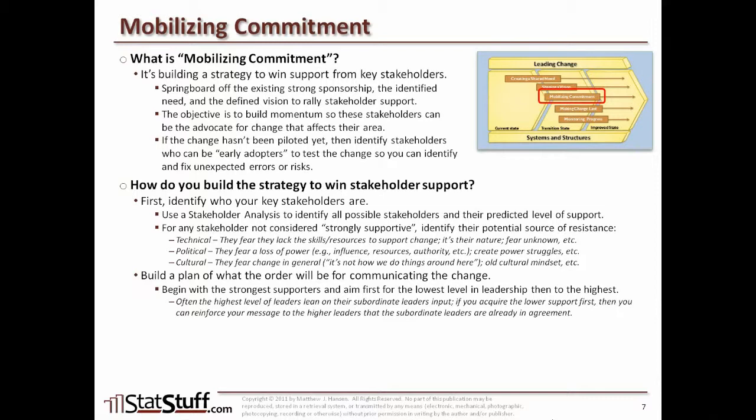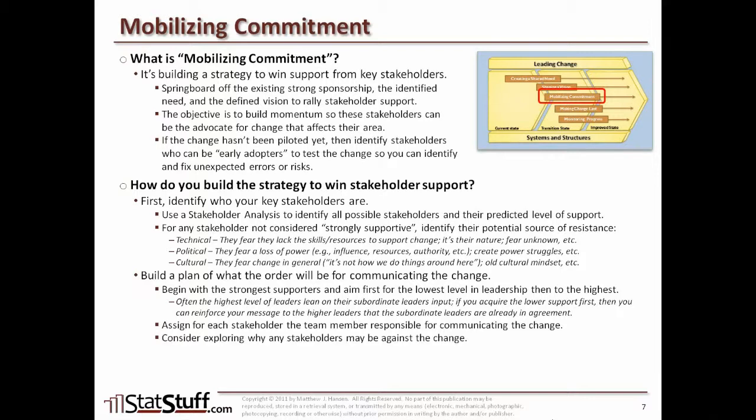And that way you've already got the buy-in from the subordinate leaders, they're already in agreement, so it will be that much easier to gain support at the higher level. That's one approach, and that's usually where I would tend to favor it. But again, it might be different in different circumstances, where you might have to start from the top down. And then assign each stakeholder a team member responsible for communicating that change. Consider also exploring why any stakeholders may be against the change. This may not be necessary, but this is where you can use the ABC model to help evaluate how you can influence those stakeholders. And then finally, make sure that you validate your strategy with your sponsor to make sure they're in full agreement.